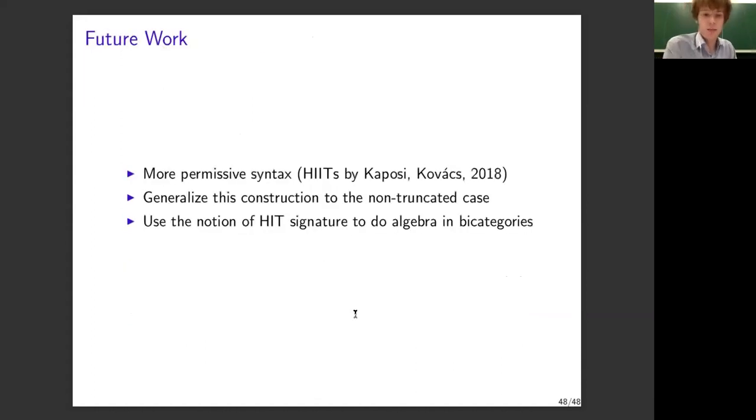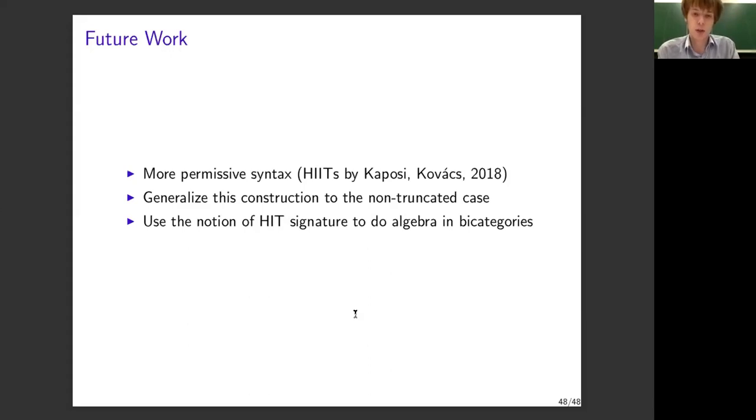So what are some open problems and further work which is possible to do? First of all, you can go for a more permissive syntax for higher inductive types. One extension would be the higher inductive types introduced by Kaposi and Kovács. It would already be interesting to see whether in the set-truncated case all such quotient inductive types are constructible from the quotient.